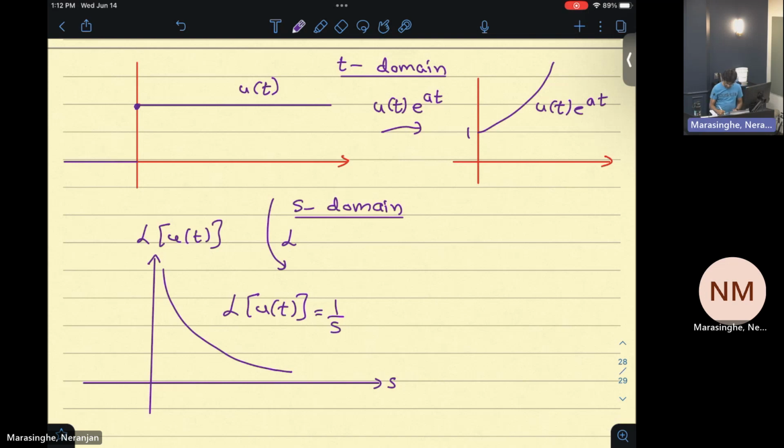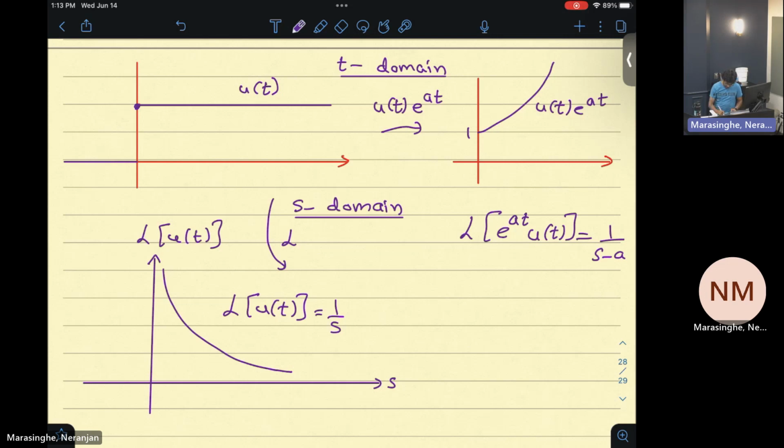Now, what can you say about the Laplace transform of e to the at times u(t)? The Laplace transform of u(t) is 1 over s. So by the previous theorem, if you multiply u(t) by e to the at, its Laplace transform would get translated by a. That means this is equal to 1 divided by s minus a. Because if it is 1 over s, and you replace s by s minus a, you would get 1 divided by s minus a, right?